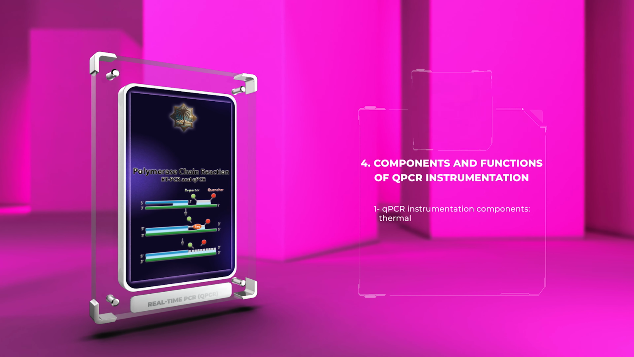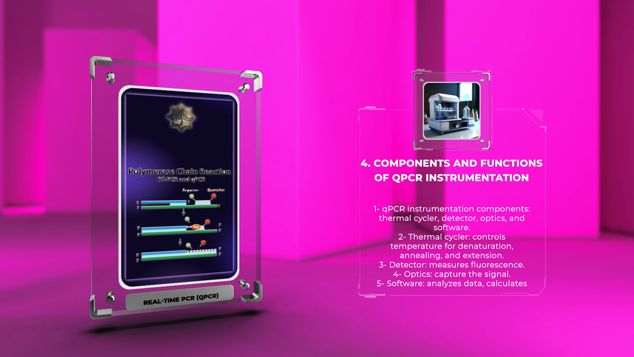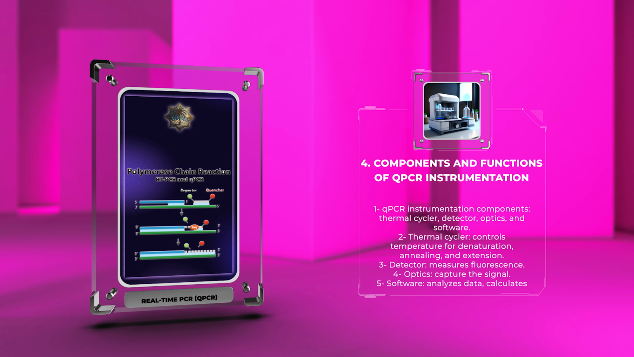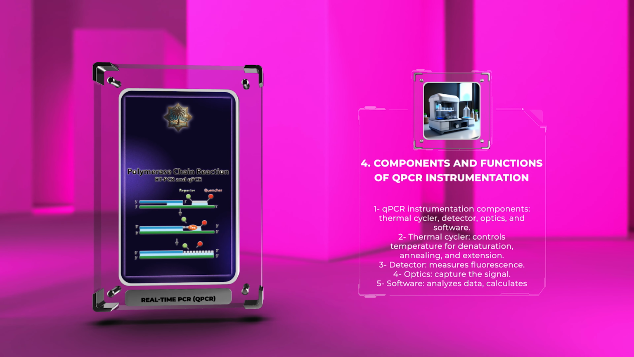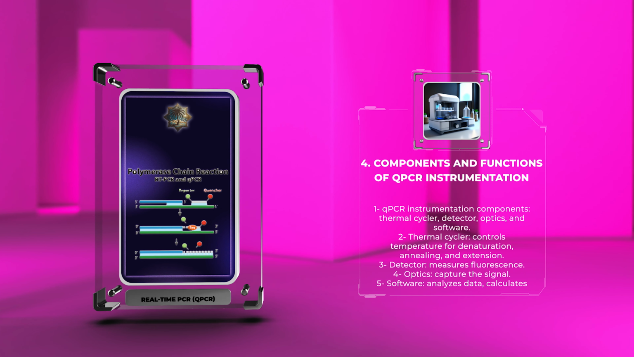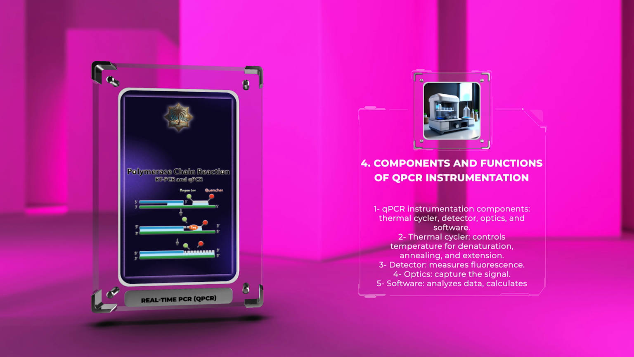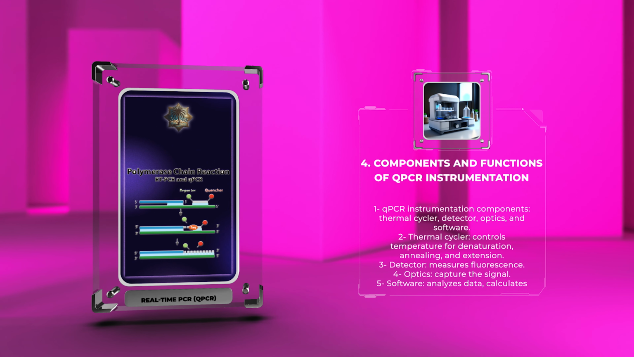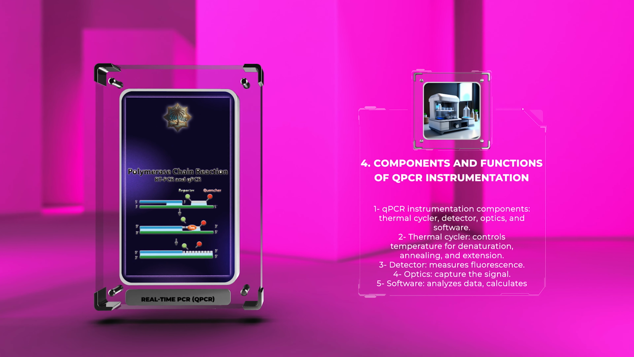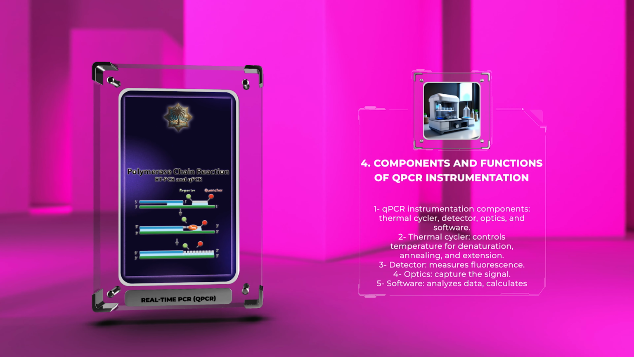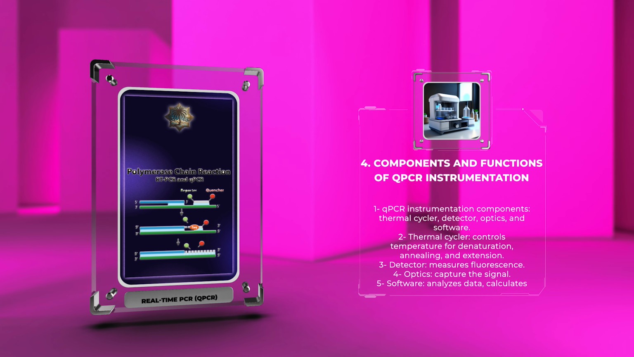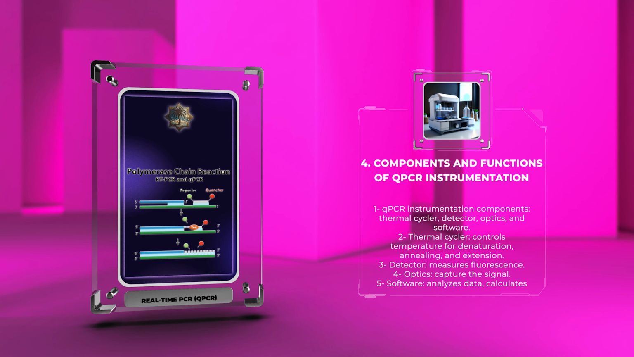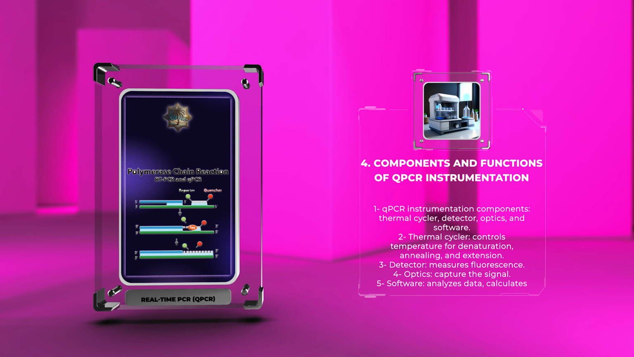In the section on qPCR instrumentation, we explore the essential components that enable accurate and efficient amplification and detection. These include the thermal cycler, detector, optics, and software. The thermal cycler controls temperature for denaturation, annealing, and extension. The detector measures fluorescence, while optics capture the signal. Software analyzes data, calculates CT, and generates amplification curves. All components are vital for reliable qPCR results.